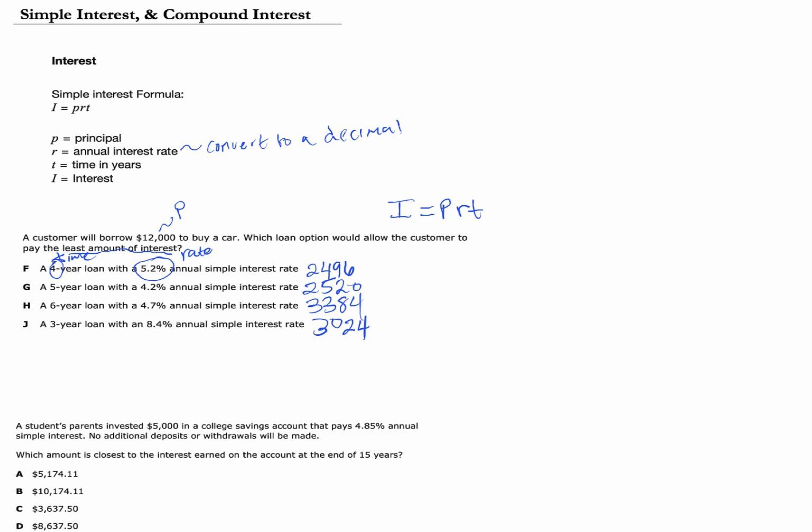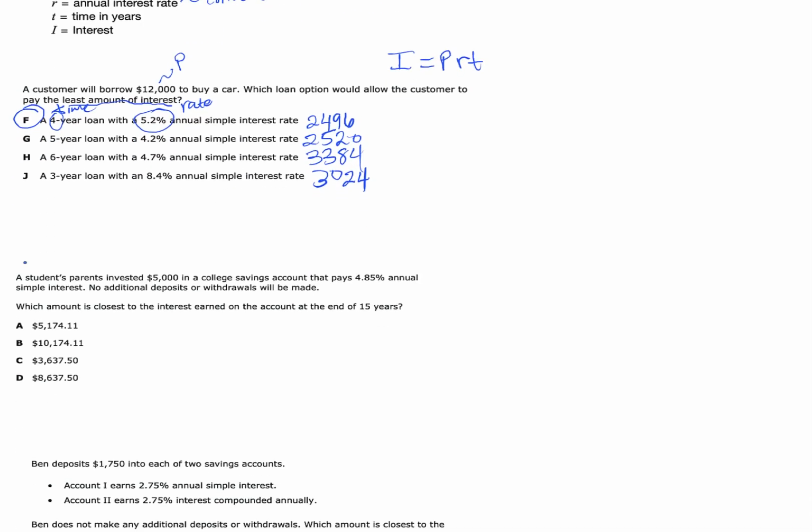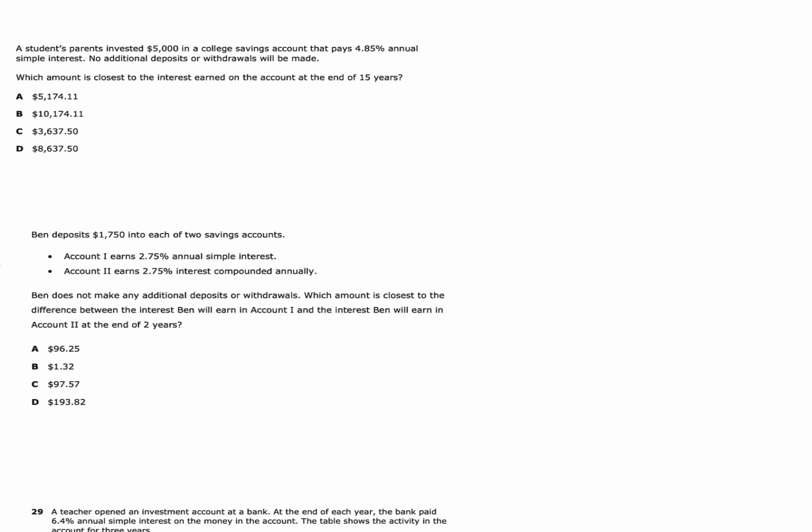So we're looking to pay the least amount of interest, and if you're going to pay the least amount of interest, the best bet will be to take the 4-year loan with a 5.2% annual interest rate. So our answer is F. Let's move on.